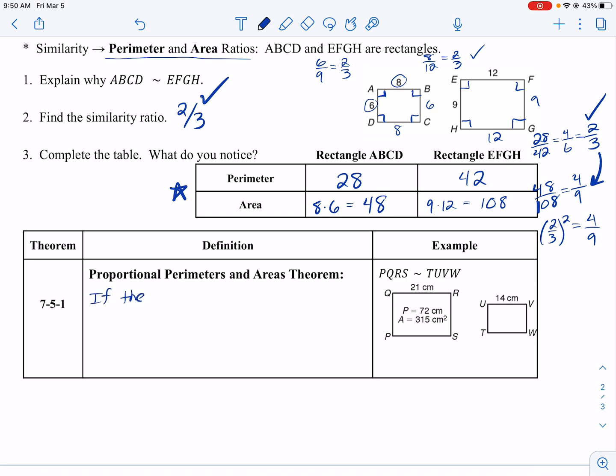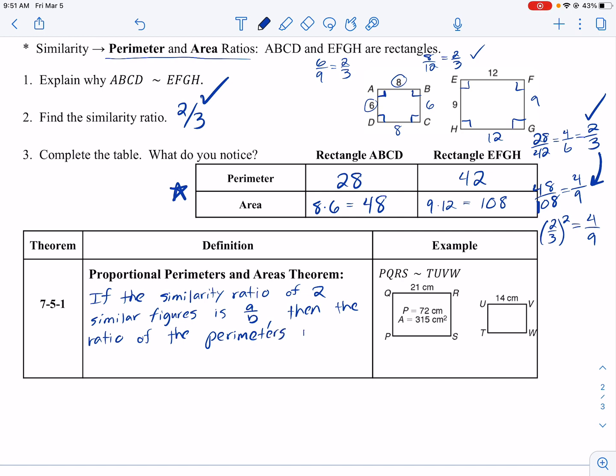If the similarity ratio of two similar figures is A to B, or 2 to 3, or 2/3 like we had up above, then the ratio of the perimeters is also A to B, or 2 to 3 in the example above, and the ratio of their areas is A to B squared.